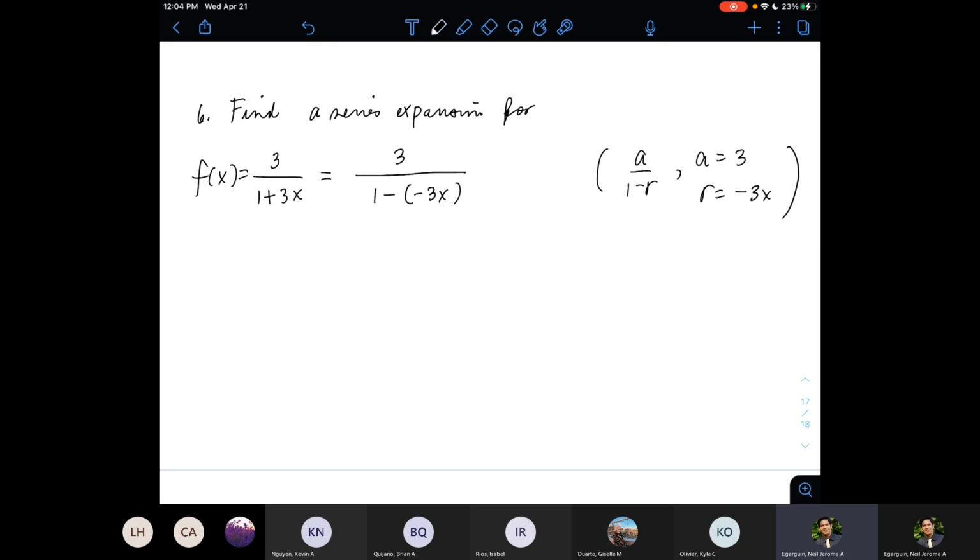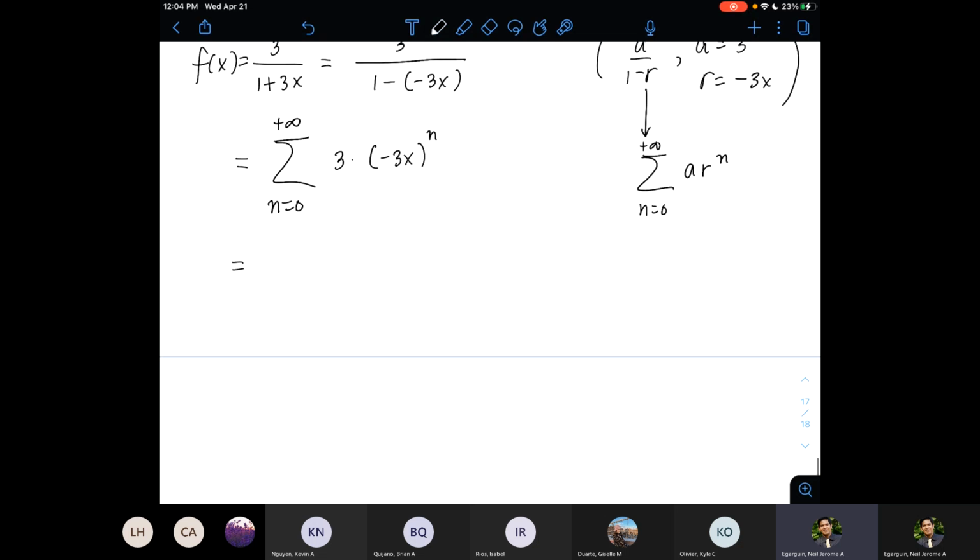And I can use the expansion. Remember, when expanded, a over 1 minus r is the sum of ar to the n going from 0 to infinity. So this guy that we have can be written as the sum from 0 to infinity of what? A, we already knew a was equal to 3, times r to the power n. But here our r was identified to be minus 3x raised to the power n. So this is the series expansion.